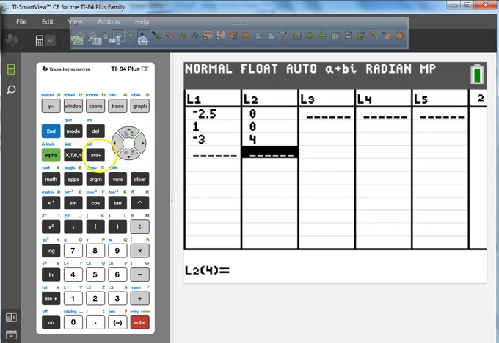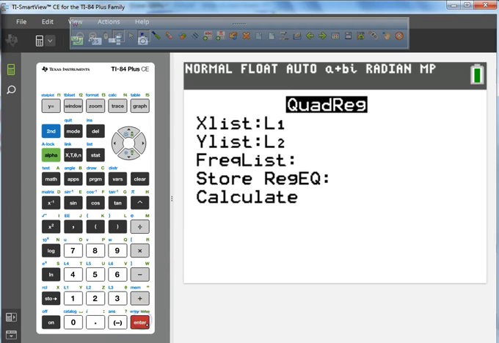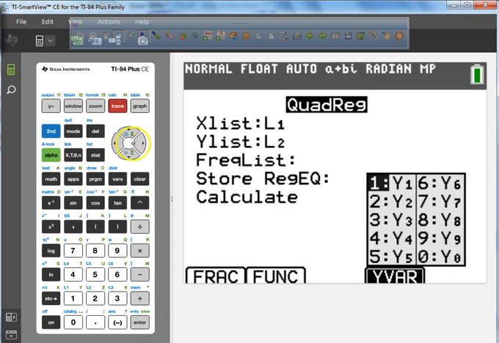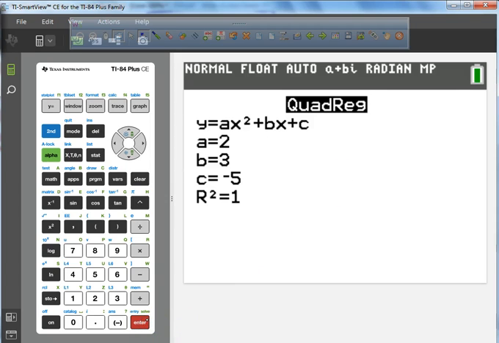And we're going to hit stat, right arrow. I want you guys to go down to number 5. See where it says quadratic? That means the regression for a quadratic equation. Press enter. Go all the way down to where it says store regression equation. And this is how you store in your calculator. Hit alpha trace, enter, gets you that y1 right there. We're going to store it. We're going to calculate it.